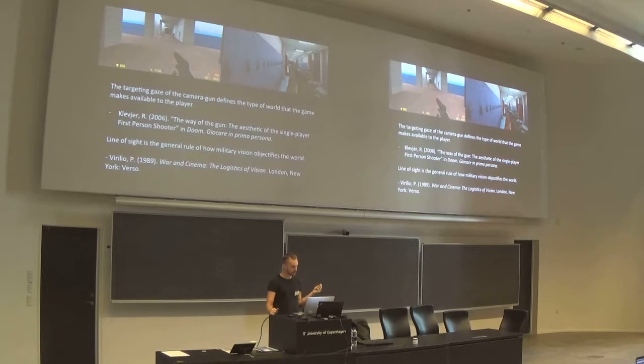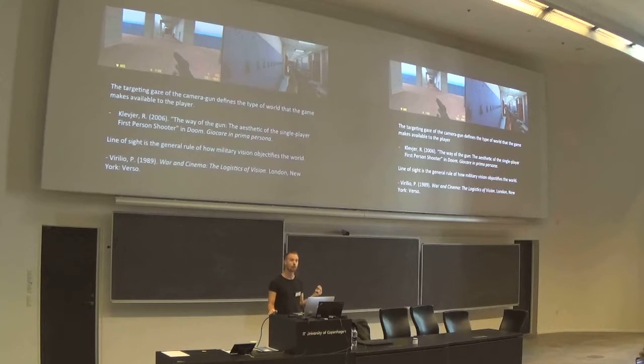In the paper, I refer to Bruno Clevier's The Way of the Gun, 2006 paper, which outlines the representational structure of FPS according to the player-avatar relationship and the kind of world that it's capable of producing. The baseline of FPS lies in the relationship between the player and what Clevier describes as the camera gun, where the monocular gaze merges the act of looking with the act of targeting and defines the world of the game that is then made available to the player.